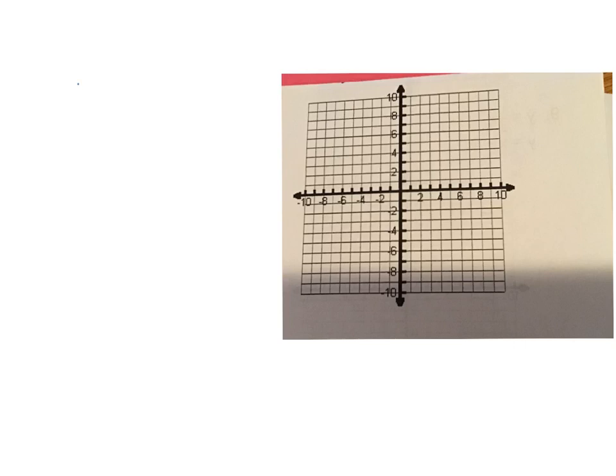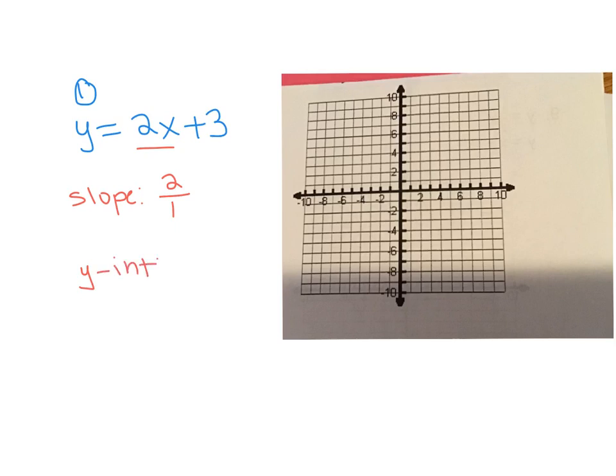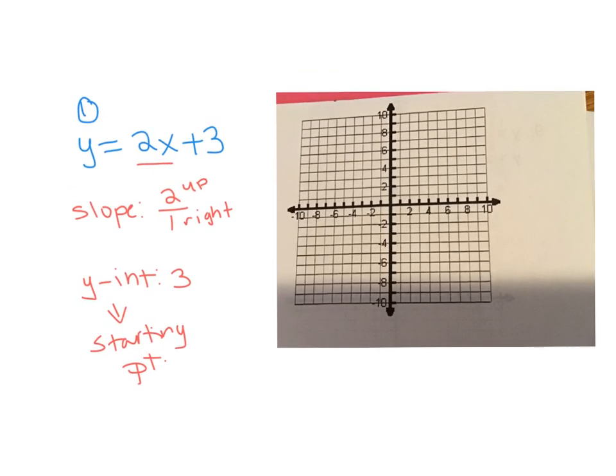All right, so let's start with a first example. y equals 2x plus 3. Our slope is 2 over 1. Y-intercept, 3. Now remember, the y-intercept is the starting point. And remember the slope: if it's positive 2, it's up and it's right. You need to remember that, the whole rise over run, in case you have forgotten.